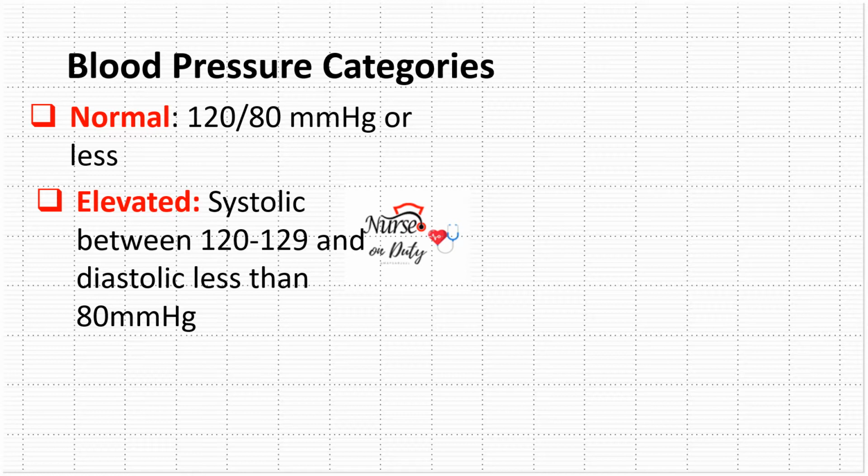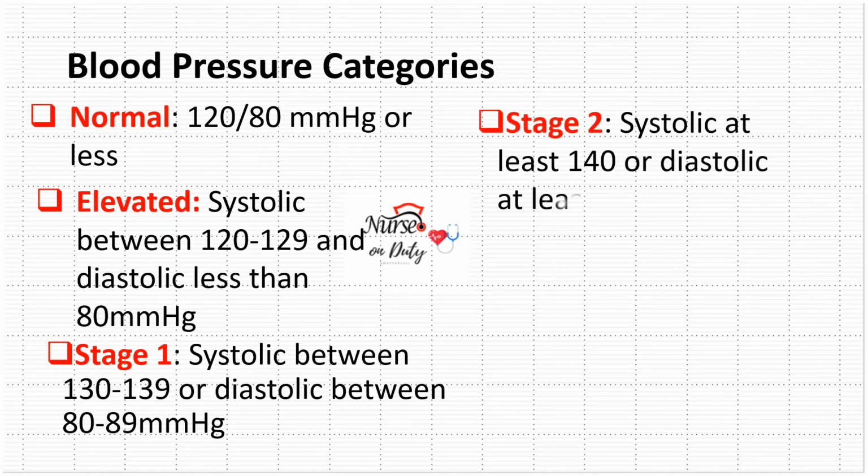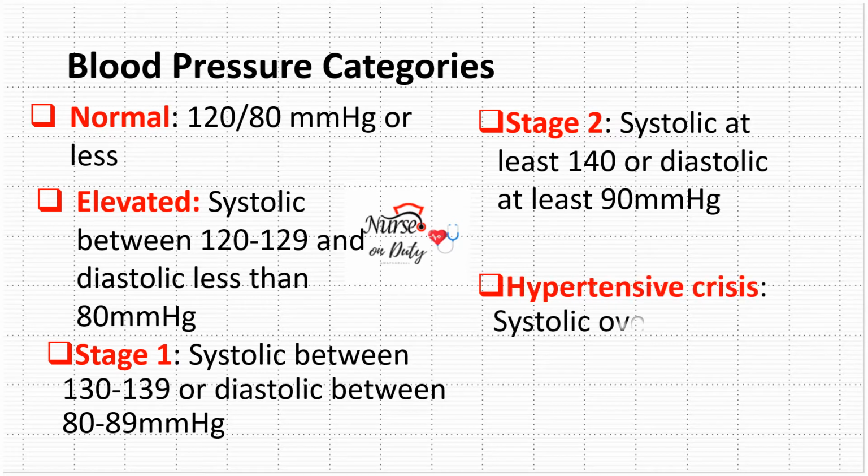So if you're going to assess patients with hypertension, 30 mm Hg above the baseline could be considered as hypertension. Example, if the baseline is only 90, with 30 mm Hg added, that is 120/80, so it can be classified as hypertension, because of the baseline. Another one is elevated: systolic between 120 to 129 and diastolic less than 80 mm Hg. Stage 1 hypertension is systolic between 130 to 139 or diastolic between 80 to 89 mm Hg. Stage 2: systolic at least 140 or diastolic at least 90 mm Hg.